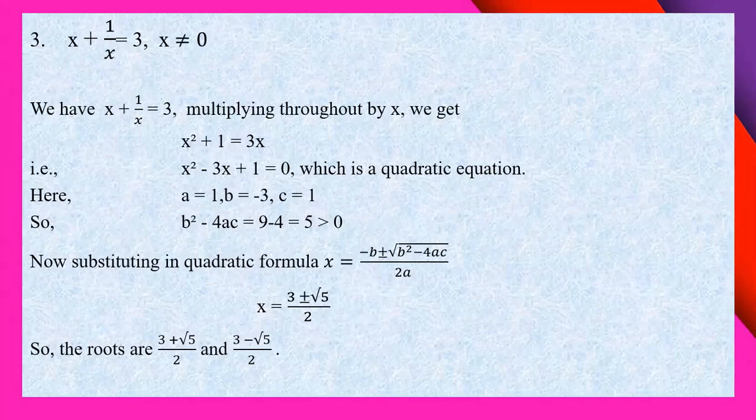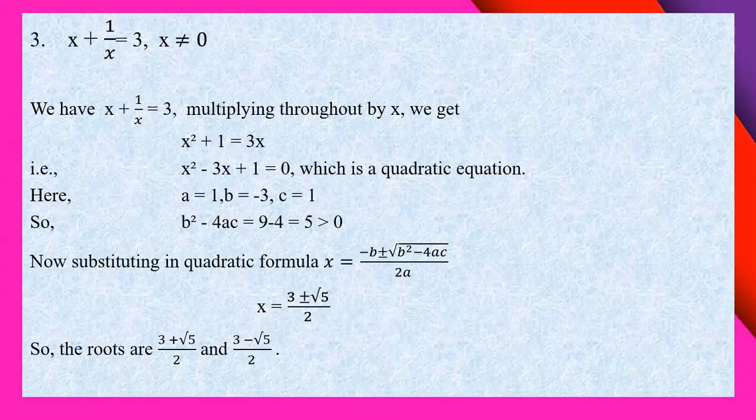Now consider the third example, x plus 1 by x equals 3, where x is not equal to 0. Multiplying this equation throughout by x, we get x square plus 1 equal to 3x. Bringing it to the standard form, we get x square minus 3x plus 1 equal to 0, which is a quadratic equation. Now a is 1, b is minus 3 and c is 1. b square minus 4ac is minus 3 square minus 4 into 1 into 1, which is 9 minus 4, which is equal to 5.